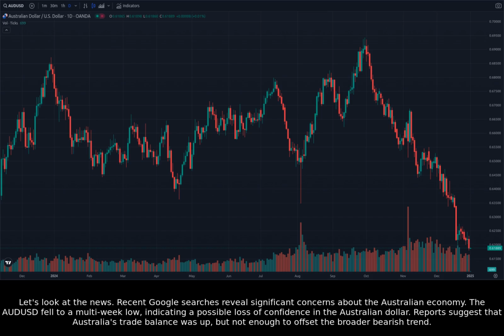Let's look at the news. Recent Google searches reveal significant concerns about the Australian economy. The AUDUSD fell to a multi-week low, indicating a possible loss of confidence in the Australian dollar. Reports suggest that Australia's trade balance was up, but not enough to offset the broader bearish trend.